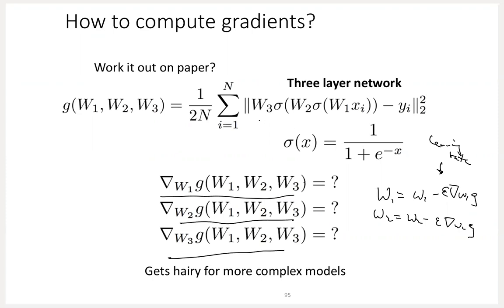If you have a simple model like this, you may just find it in closed form. I can take the partial derivative, or actually you can use some vector calculus to find the gradient with respect to W1, W2, and W3. But if you have many layers, it becomes very complicated and very difficult to do.